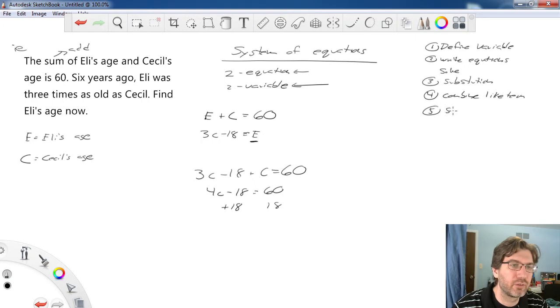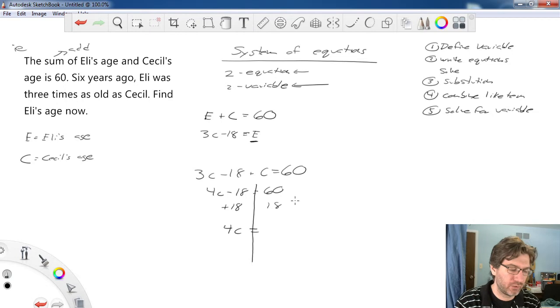And step 5 is solve for a variable. So here I am solving for Cecil's age, because remember C equals Cecil's age. So 60 minus 18, I guess if you want to put the line there. So 4c equals 60 minus 18, which gives us 42. Divide by 4, divide by 4. 42 over 4.